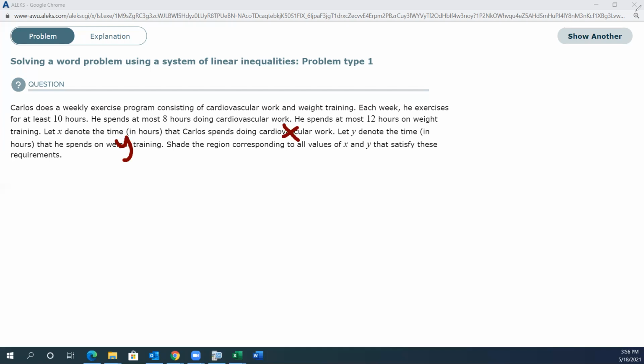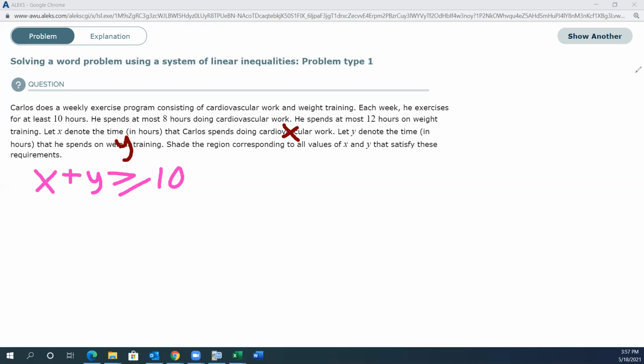All right. So, I think I'll change colors. Okay. So Carlos does a weekly exercise program of cardio and weight training. Cool. No inequality statements there. But in the second sentence, each week he exercises for at least 10 hours. So the hours he spends on cardio plus the hours he spends on weights is at least, greater than or equal to, 10 hours. Okay, so I've got one statement.